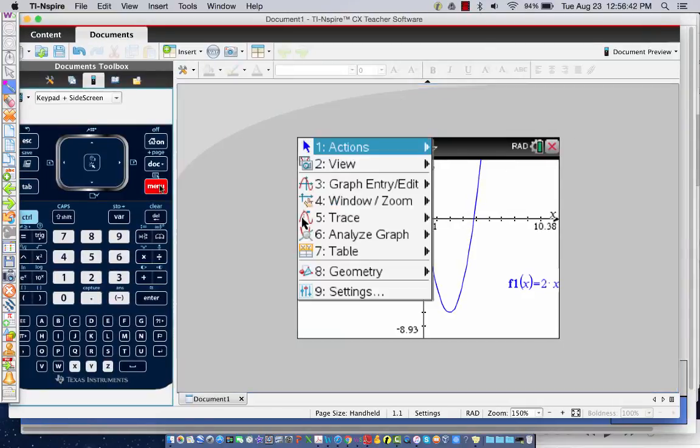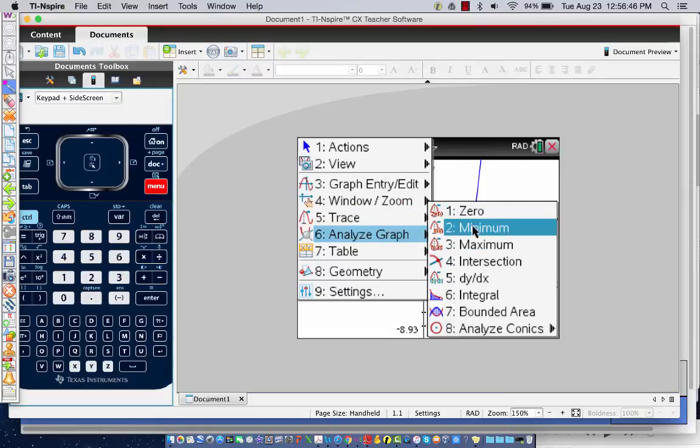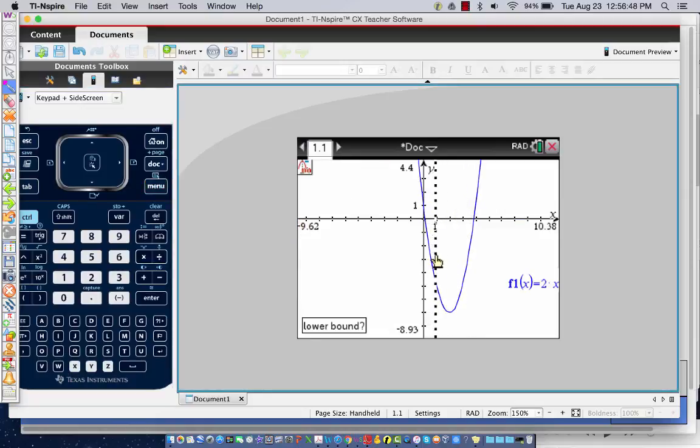I'm going to prove it to you and also show you how to find a minimum on a graph. Analyze a graph, find the minimum. I go to the left of the minimum and then to the right, and there it is. Okay, let me put that in your notes for you. There we go.